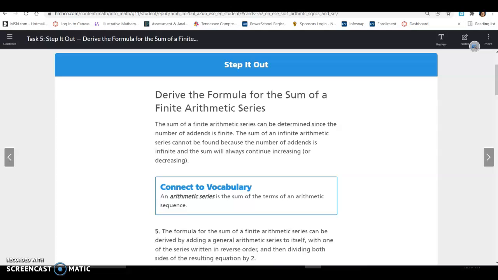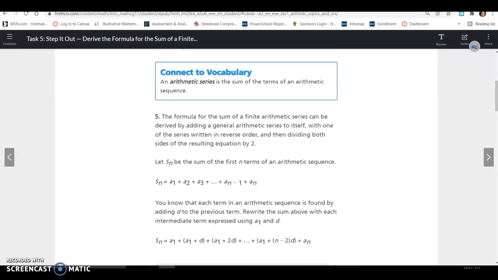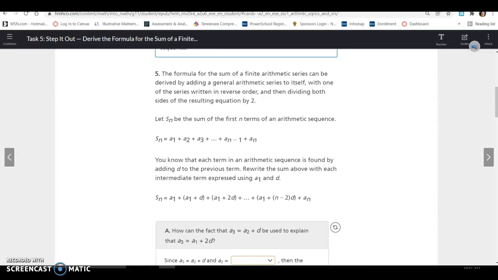All right, vocabulary. An arithmetic series is the sum of the terms of an arithmetic sequence. So a series is just the sum of the sequence. All right, the formula for the sum of a finite arithmetic series can be derived by adding a general arithmetic series to itself, with one of the series written in reverse order, and then dividing both sides of the resulting equation by 2.